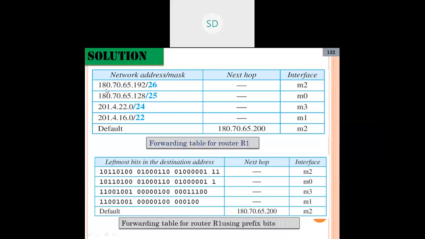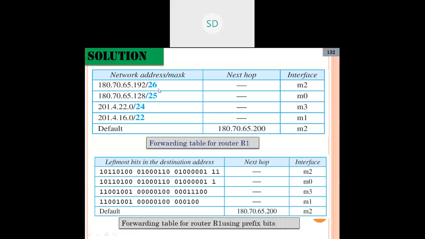See, whatever you have written, if I consider the first address, which is 180.70.65.192, what you have to do is convert this into binary. If you have a calculator, just check it out. The entire thing should be converted initially. So 180 is 10110100. Next, 70 is 01000110. 65 is 01000001. And next you write 192.